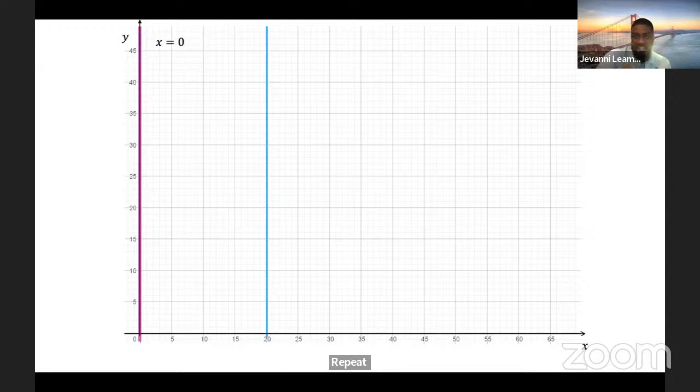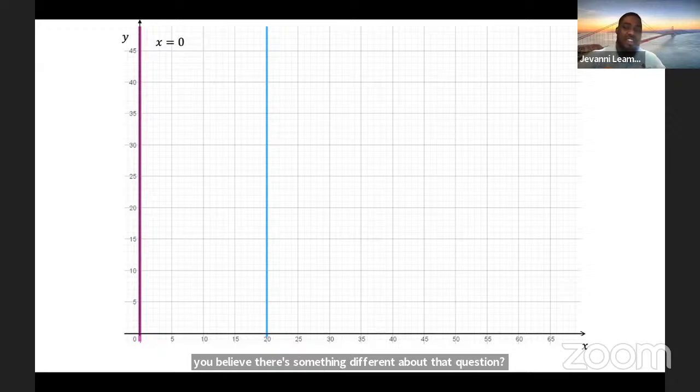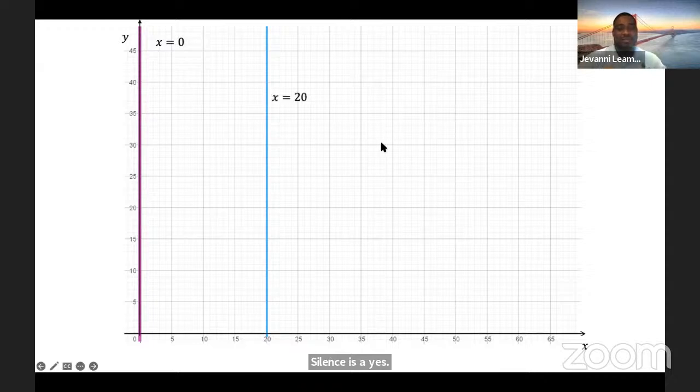Shania had said x equals 20. Does anybody have any other input? Do you believe that is right? Do you believe that is wrong? Do you believe there's something different about that question? Is it x equals 20? Are we all agreeing with Shania? Yes? No? Why not? I've seen 2 responses so far. Silence is a yes. That's what I say too in my head. So x is equal to 20.